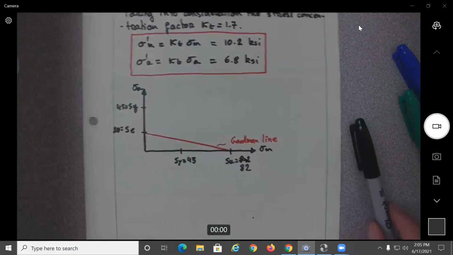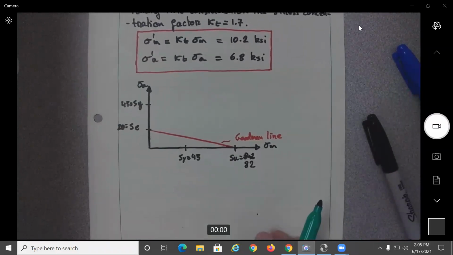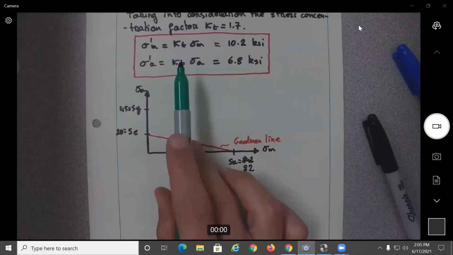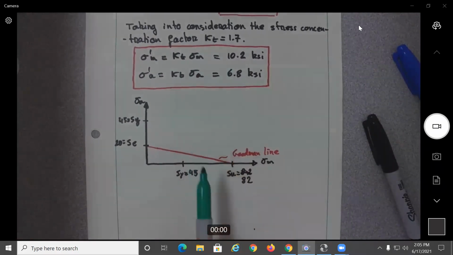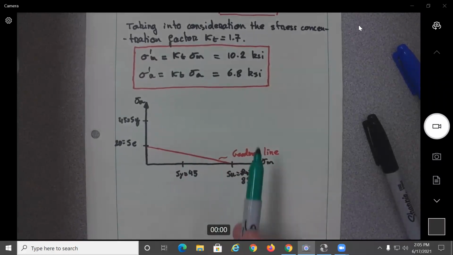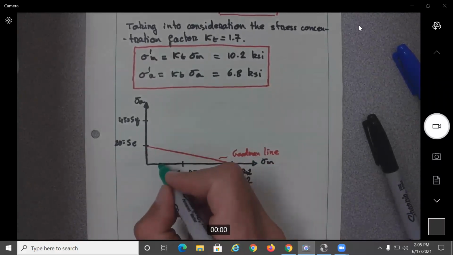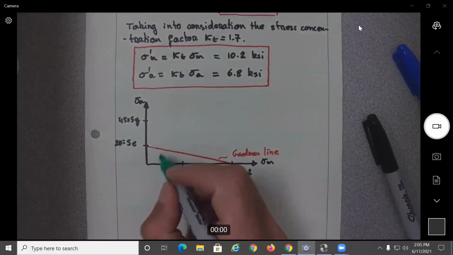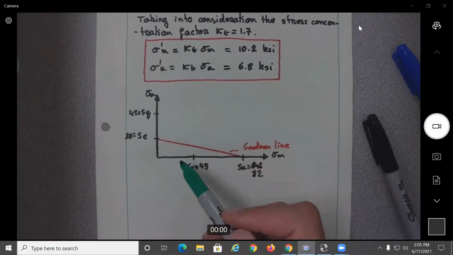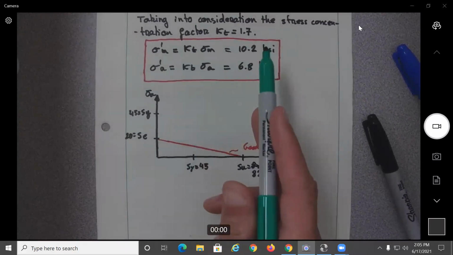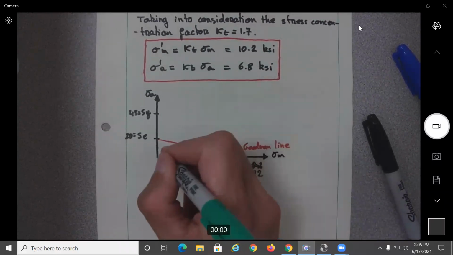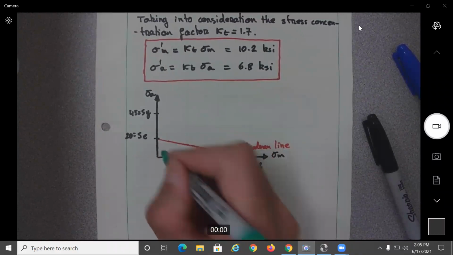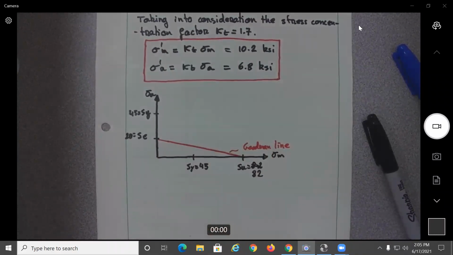Okay, so let's see if this works or not. So graphically, because I think that's why we do the figure. If we use the Goodman line, what is the value of the X coordinates? Will be the 10.2, no? So 10.2 should be somewhere over here. And the Y should be what? 6.8. So according to this, it looks like it should be somewhere over here, no? So does that mean that the design is safe or not safe? It is safe, no? Okay.